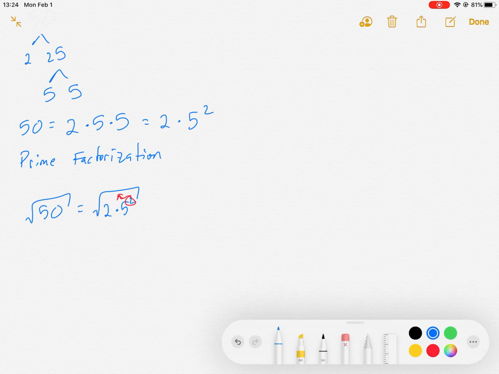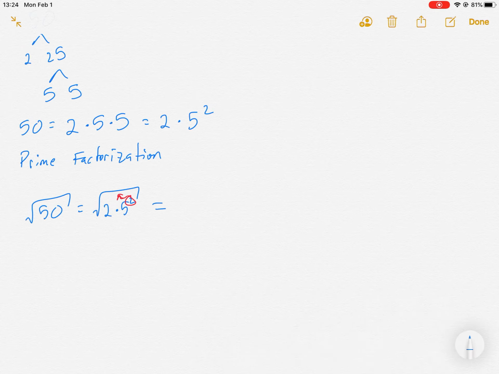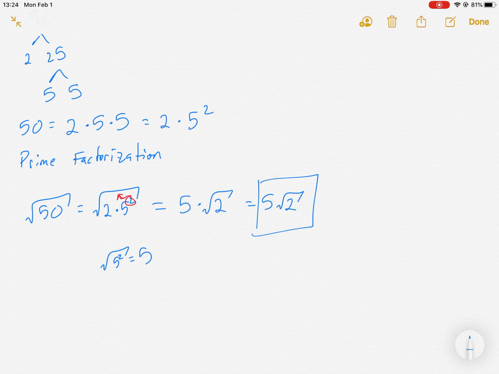So we could rewrite this as, we can take out that square root of 5 squared, which is just 5. And then we're left with the square root of 2 under the radical, and most of the time we just leave it like this. So if you were to write the square root of 50 in simplest radical form, you would actually have 5 times the square root of 2.